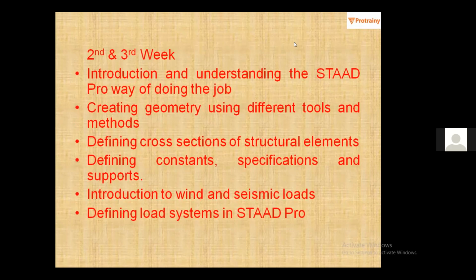In the second and third week, we are going to target STAADPRO. So introduction and understanding the STAADPRO way of doing the job, creating geometry using different tools and methods, of course, how to model. Then after this wireframe model, you need to define cross sections for actual analysis. So defining sections of structural elements, defining constants, specifications, and supports. By defining these things, you can make sure that the frame you are modeling right now in the software can replicate the actual construction as closely as possible.